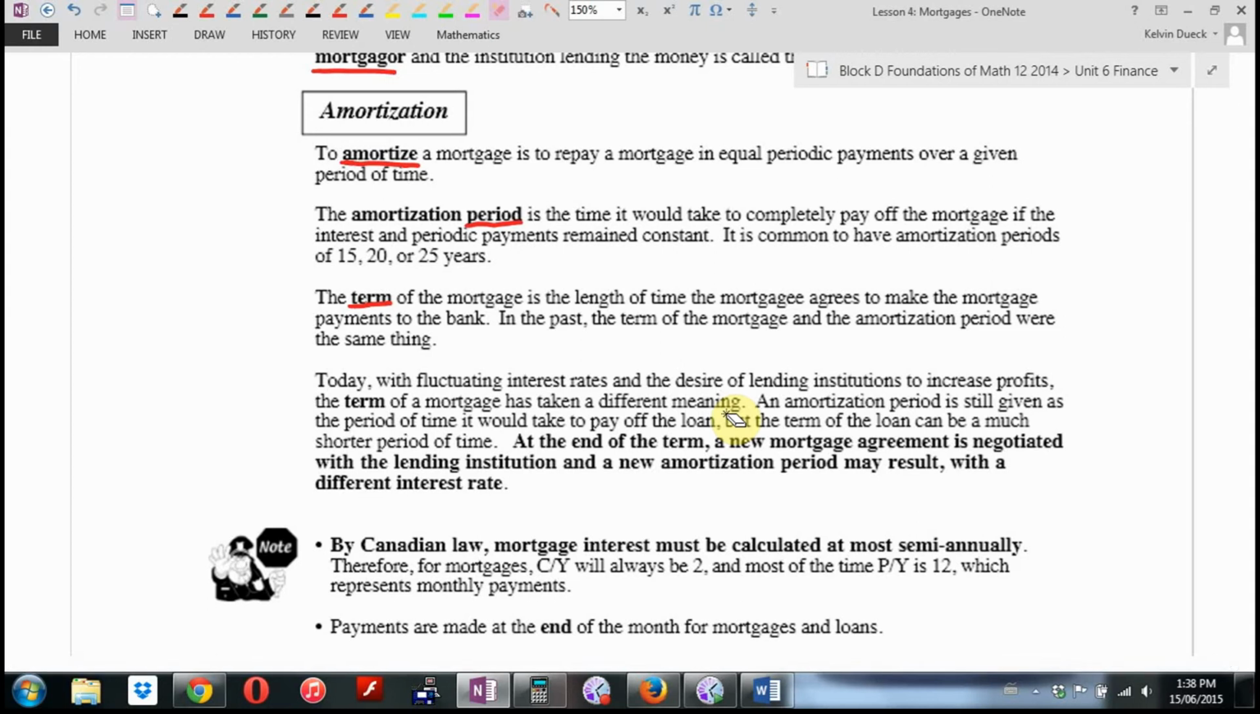So rather than let you set a 25-year term with incredibly low interest rates, so that maybe 10 years from now the interest rates might be at 12% and you're still paying 2%, and that's money they're losing, the term will be much shorter. It'll be 3 years or 4 years, and your mortgage comes due and you refinance your mortgage. Does that make sense? That's how it's done nowadays. So, at the end of the term, a new mortgage agreement is negotiated with the lending institution. A new amortization period may result with a different interest rate.